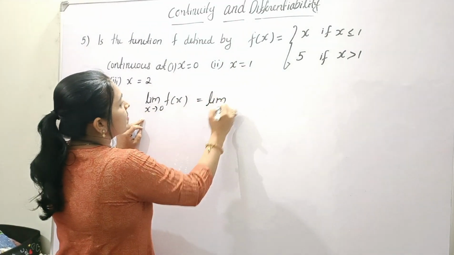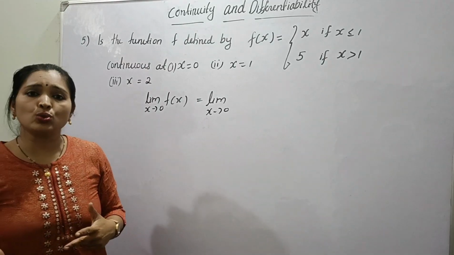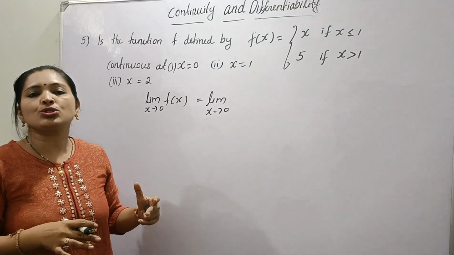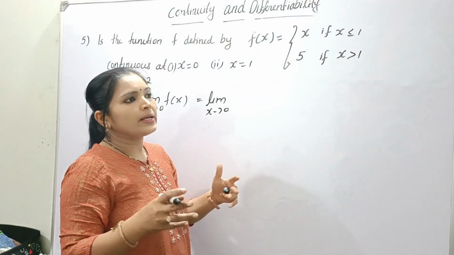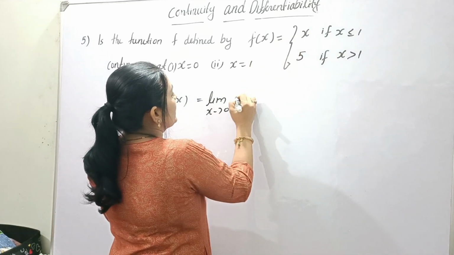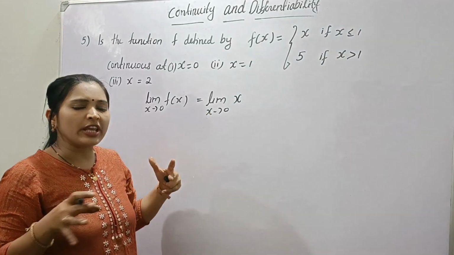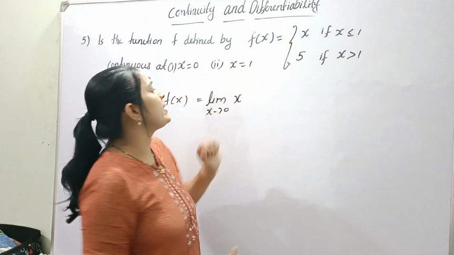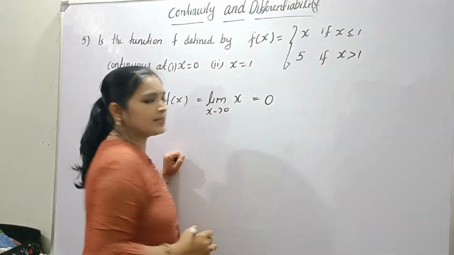Okay, so here limit x tends to 0 f of x is equal to limit x tends to 0. See, when x tends to 0 means x is approaching 0, right? Means x is very close to 0. That is, x is very close to 0 means it is less than 1, right? X less than 1. So what is the function? X, right? So therefore the function is x. So here substitute x is equal to 0, you will get 0.